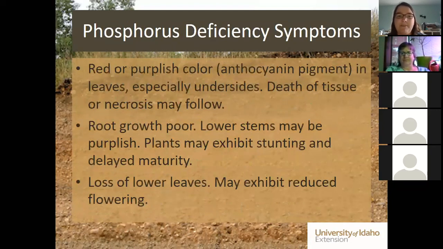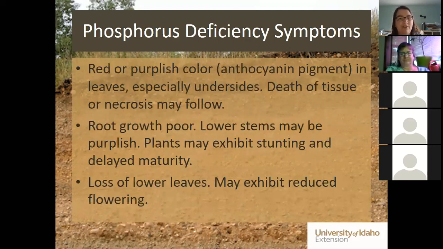Phosphorus deficiency symptoms: plants will get a red or purplish color. If you've ever overwatered your tomato seedlings when they were little, mine usually end up with purple color on the backs of the leaves, and that's known to be a little bit of phosphorus deficiency. That's mainly from me mistreating them by having them too wet and cold for too long. Death of tissue, or necrosis, can follow that.